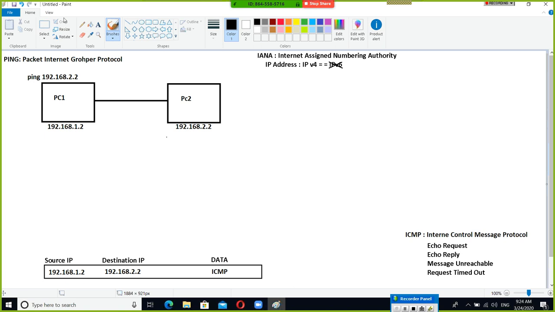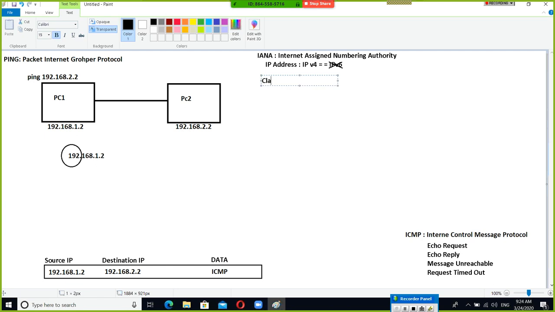Now, IP version 4 says that each IP address has 4 octets, and this is the first octet. Any other numbers after that are irrelevant for this. The first octet decides which class an IP address belongs to. For example, we have got various classes of IP address in IP version 4.